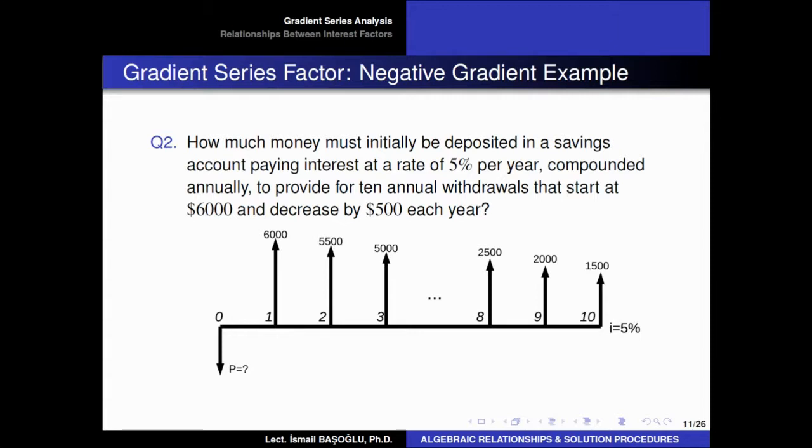So basically here, the gradient is negative, okay? The base amount is positive, but the gradient is negative. In fact, the base amount could have been negative as well. So we have a positive base amount and we have a negative gradient in this question. And for 10 years, if we subtract $500 from each year's payment, at the end of the 10th year, the last payment would be $1,500.